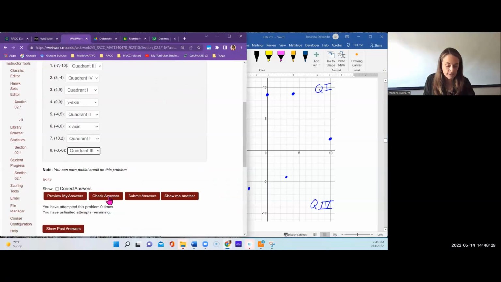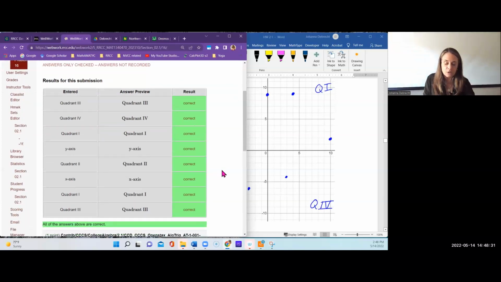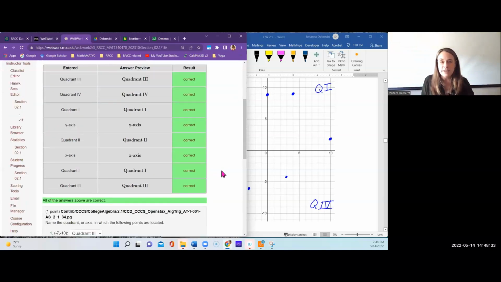Now we can check our answers and hopefully we get all green marks for all of it. That's the end of the homework for section 2.1. Next, I'll be looking at the homework for section 2.2.